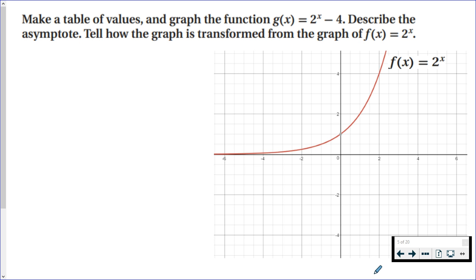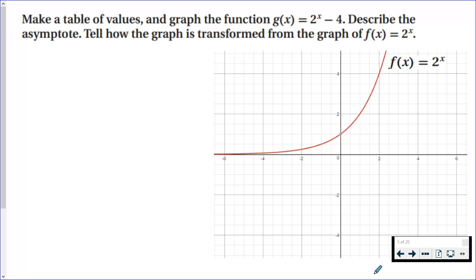I'm going to talk about an exponential function being transformed, and I'm also going to talk about its asymptote. So the first thing I'm going to do is make a table of values so that I can graph the function g of x is equal to 2 to the x minus 4. So it started out as f of x equals 2 to the x. That's what it says in the last sentence. That would be an exponential function with a base of 2.